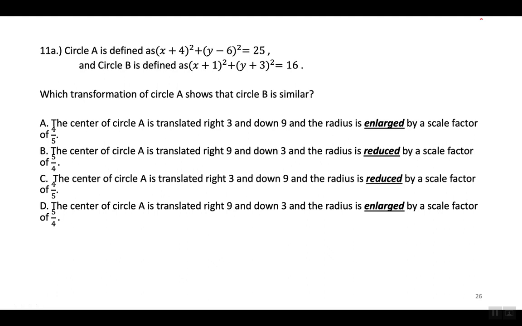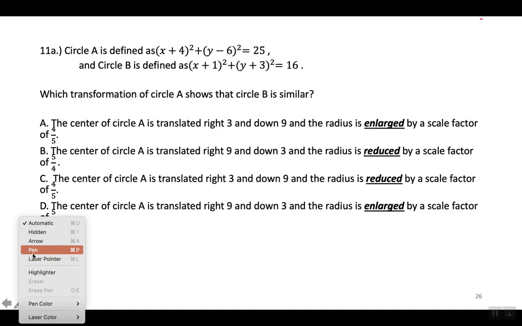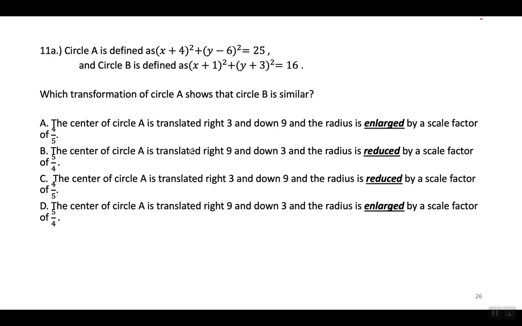Okay, question 11A. Circle A is defined as, and they write the equation of a circle in standard form, and circle B is defined as this. Which transformation of circle A shows that circle B is similar? Okay, so look, before we even approach this, let's identify the center and the radius of each circle, and then we can look at the answers, right? And by the way, if you don't know how to do this, this is easy. You need to learn this because it's very simple. It's not difficult at all. And I'm telling you, it's going to come up a lot on the geometry EOC.